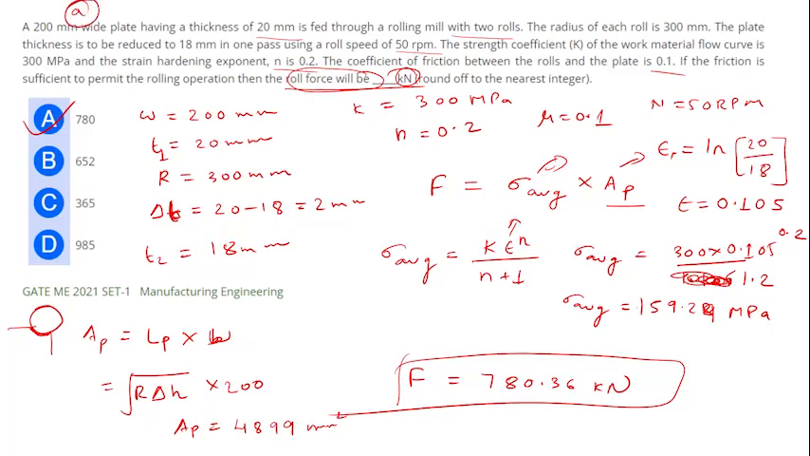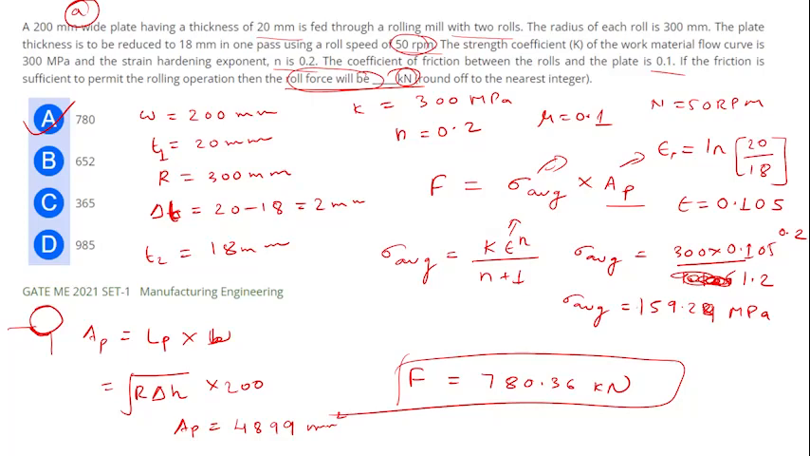Okay, any doubt? Ma'am, that friction which is given, there is no need to use it, is it? No. See, friction we didn't need to use, then roll speed also. They will provide you some extra data just to confuse you. You may feel we need to use it, but we don't need to use all this data.